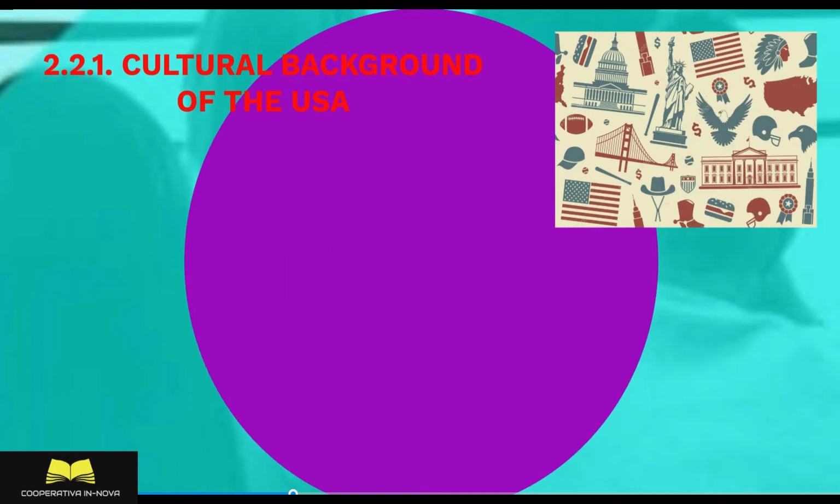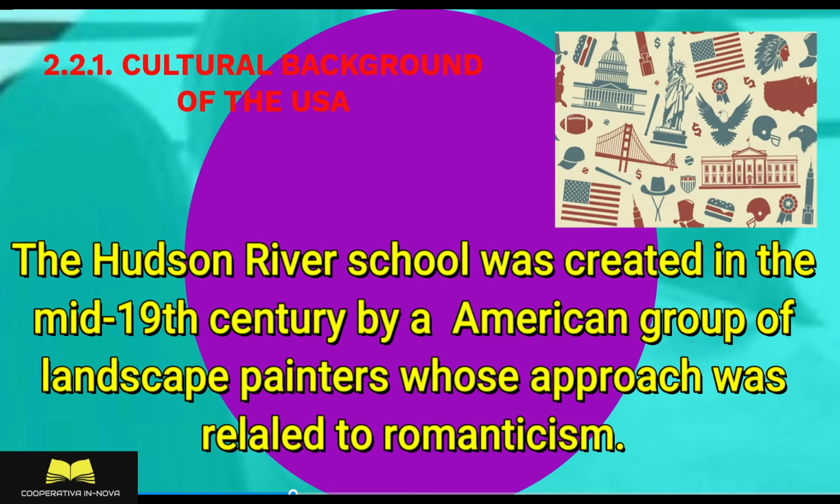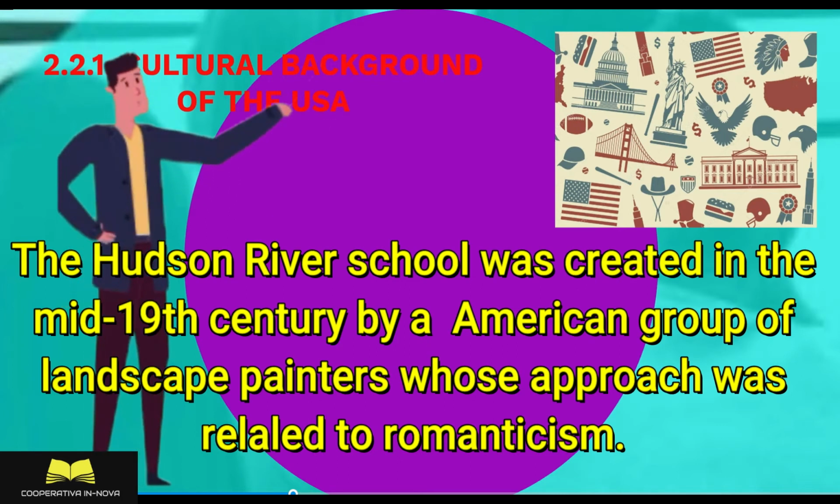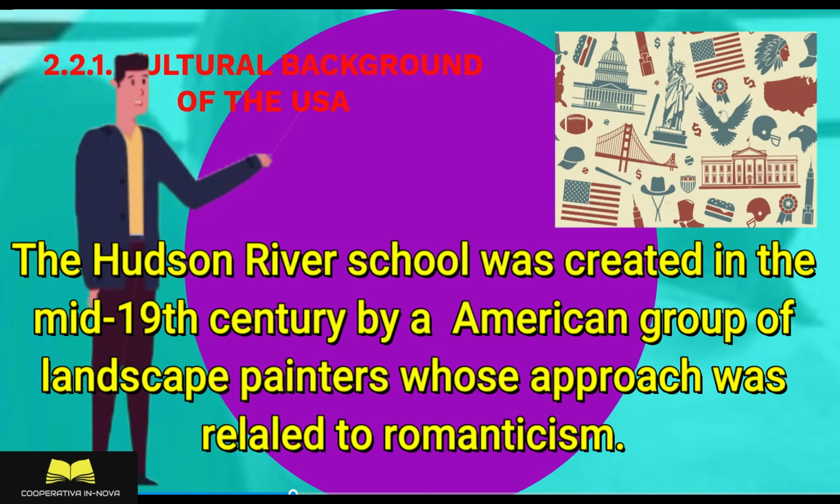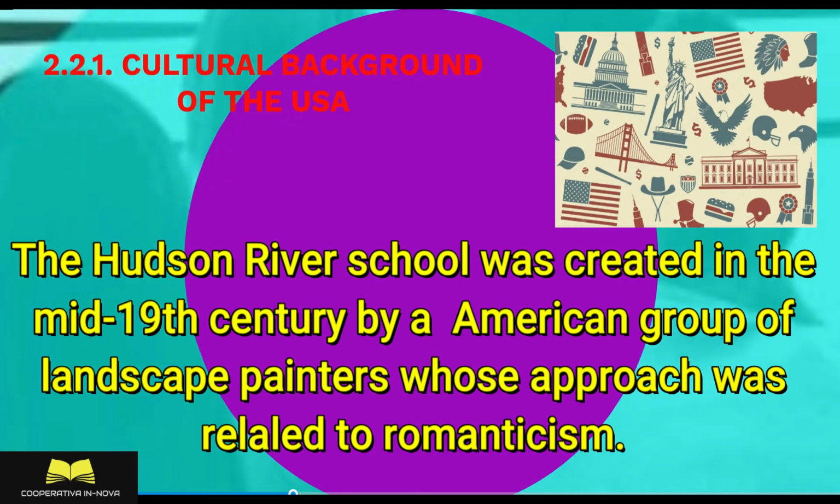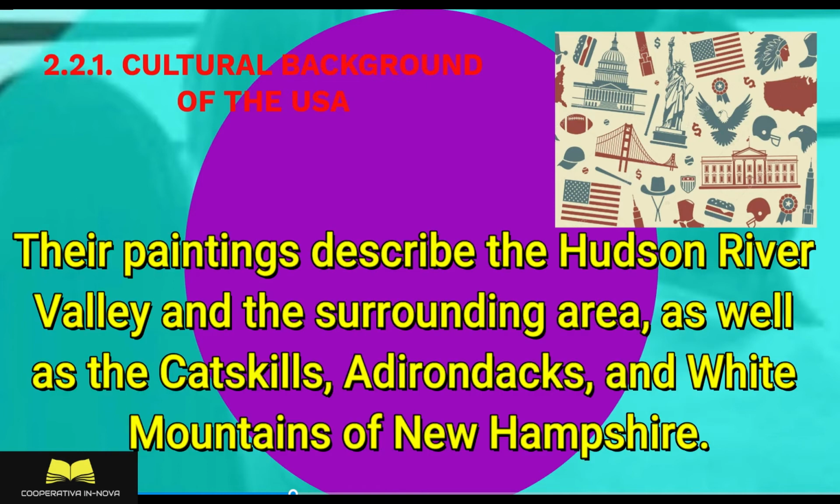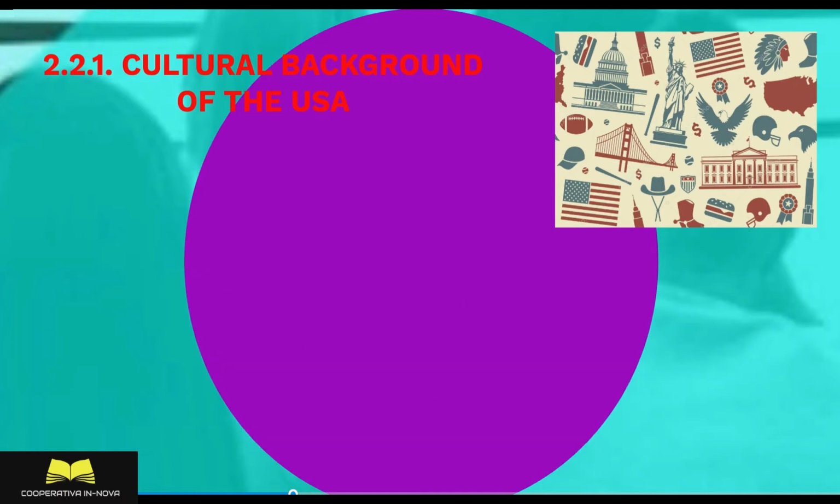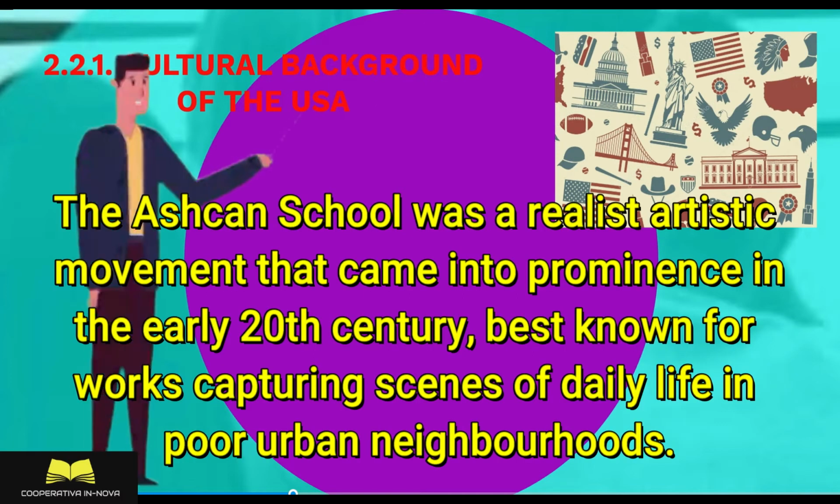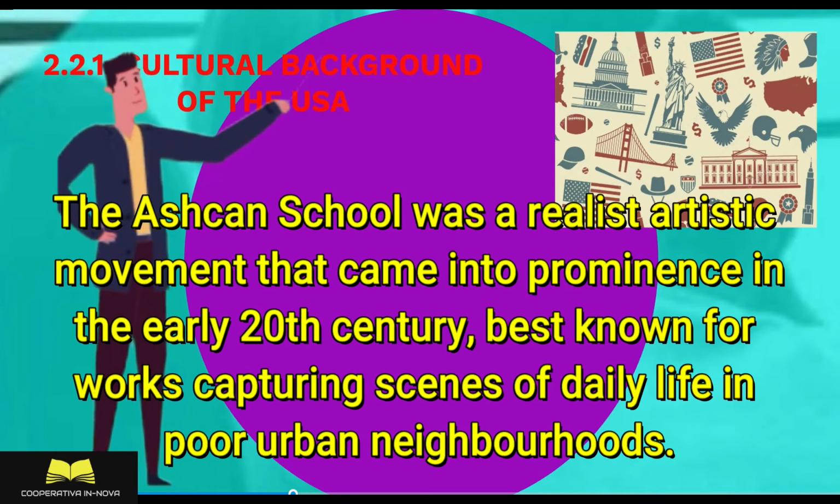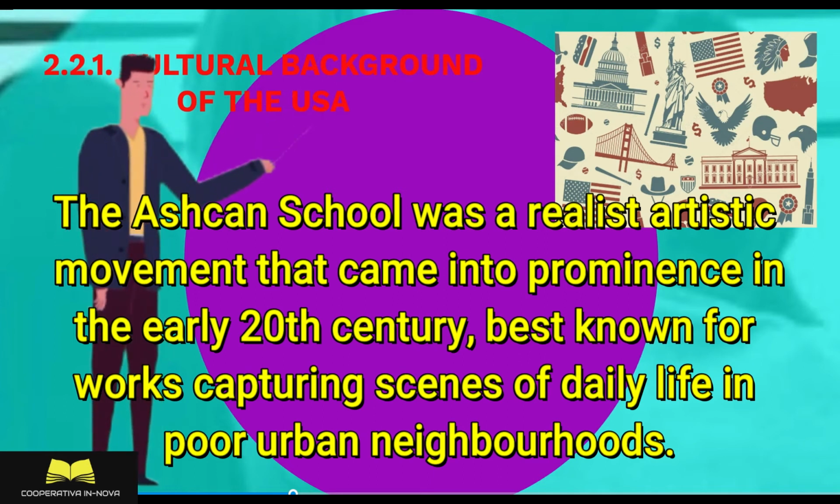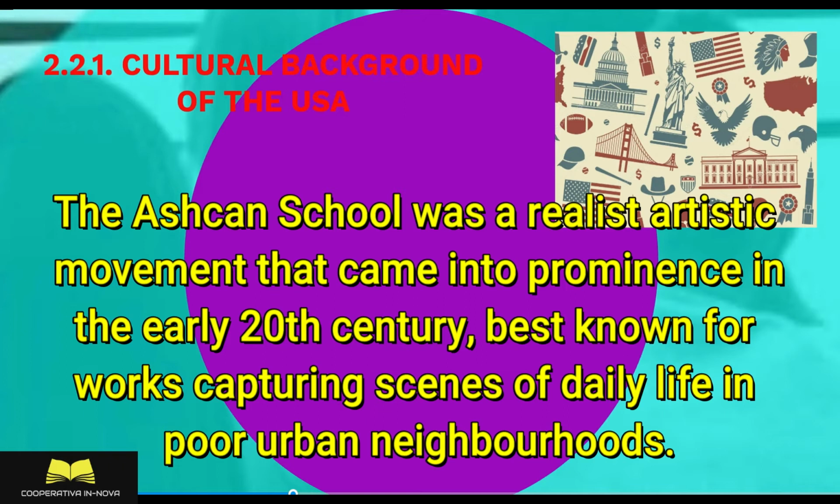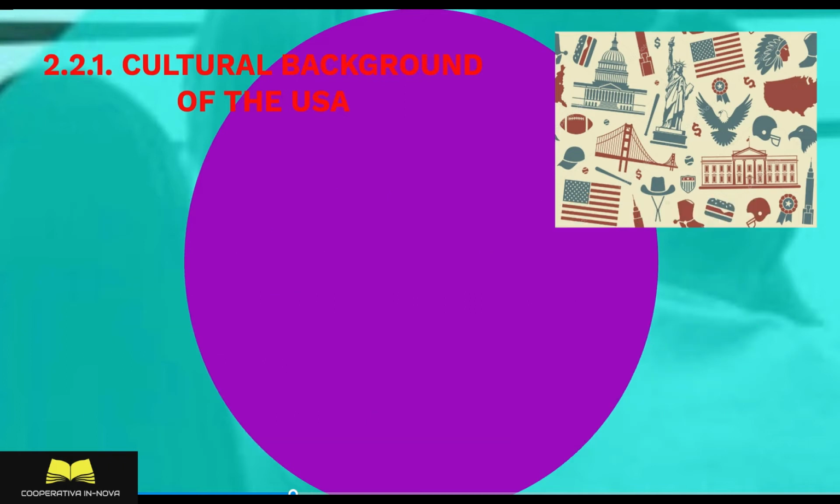D. Art. The Hudson River School was created in the mid-19th century by an American group of landscape painters whose approach was related to Romanticism. Their paintings describe the Hudson River Valley and the surrounding area, as well as the Catskills, Adirondacks, and White Mountains of New Hampshire. The Ashcan School was a realist artistic movement that came into prominence in the early 20th century, best known for works capturing scenes of daily life in poor urban neighborhoods.